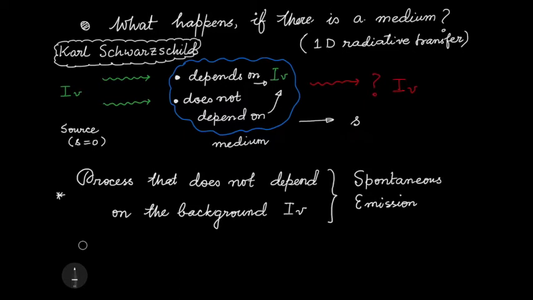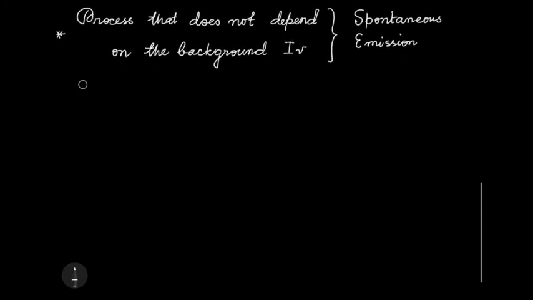And you may already know, and you will also learn later, that there can be emission which is stimulated by the incoming radiation. Those we call stimulated emission. Einstein was the first person to talk about it, and that does not fall in the category where the process doesn't depend on the background radiation. So here we are talking about spontaneous emission. Okay, so let us ask the question: how will my intensity change if there is spontaneous emission in the medium?